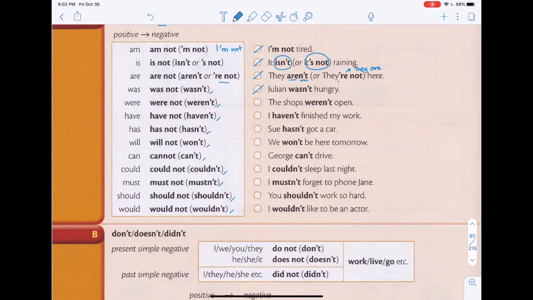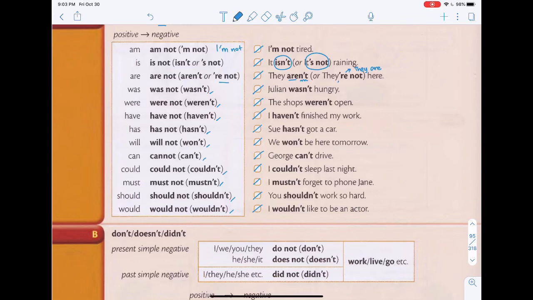Julian wasn't hungry. The shops weren't open. I haven't finished my work. Sue hasn't got a car. We won't be here tomorrow. George can't drive. I couldn't sleep last night. I mustn't forget to phone Jane. You shouldn't work so hard. I wouldn't like to be an actor.